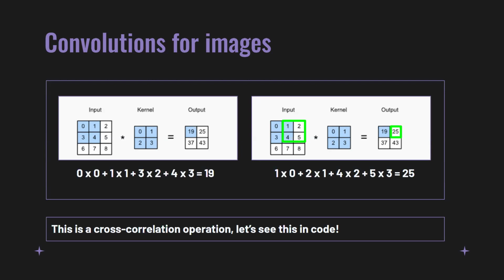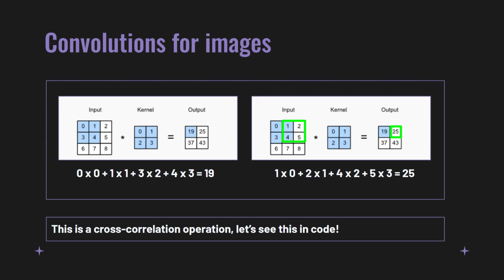If we look at the blue part of the input, we first multiply 0 with 0, and then multiply 1 with the corresponding value in the kernel, which is also 1. Then we move to the second row and multiply 3 with the first value in the second row of the kernel, which is 2. Then we finally multiply 4 times 3. We sum up all of these values to get 19. Now we shift our convolution window to the right, highlighted in green in the second image, and we repeat the same process of multiplying and then summing up.